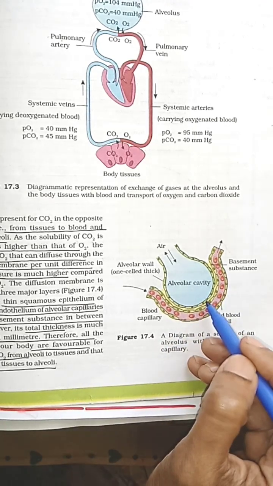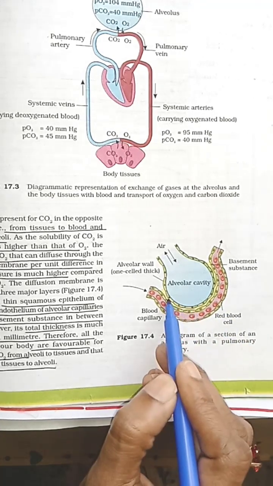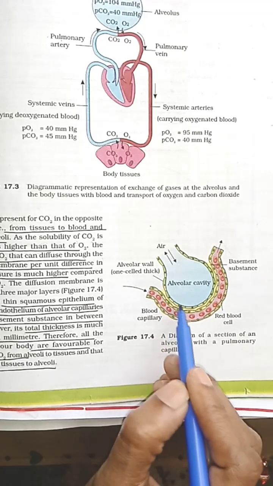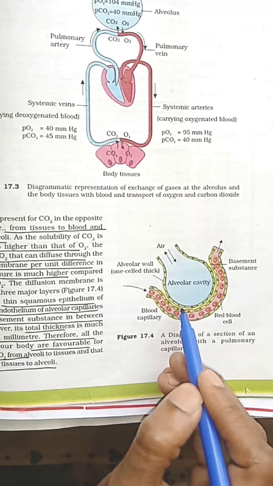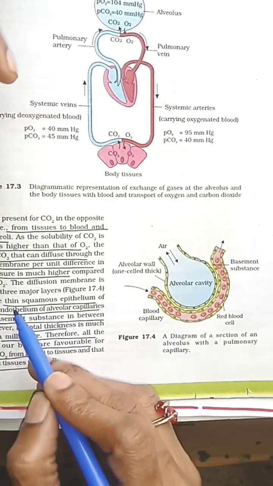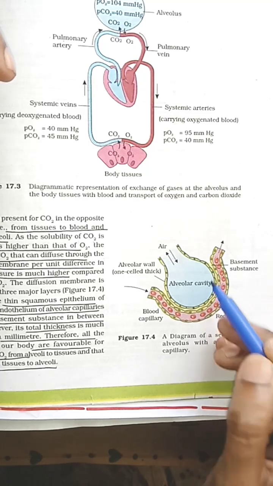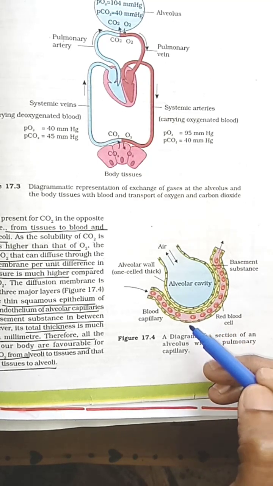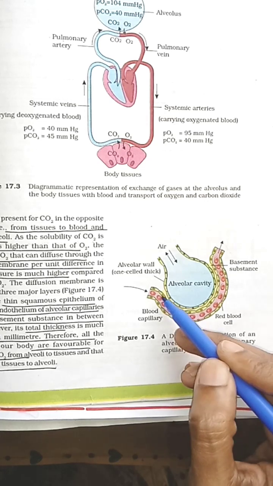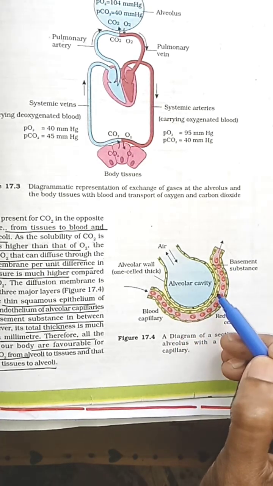So this diffusion membrane is made up of three layers. Can you see this small green color structure? A single layer of cells which lines the alveolar cavity is called the squamous epithelium. So the first layer is the thin squamous epithelium of the alveoli. And second is the endothelium of alveolar capillaries. They have mentioned the other green color single layer of cells. Okay, this is called as endothelium.